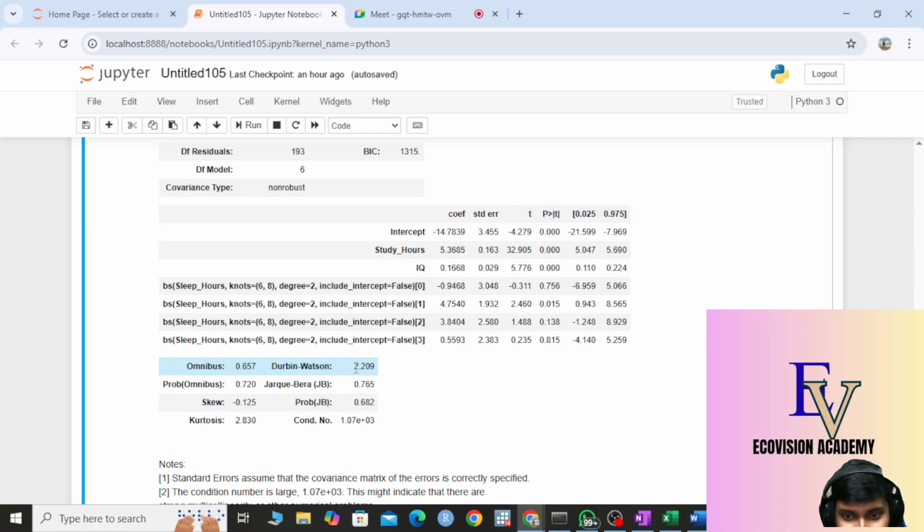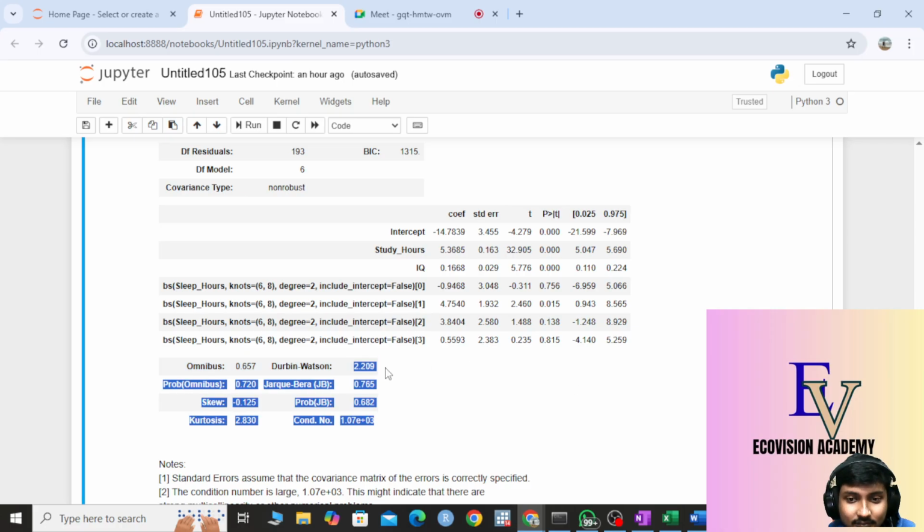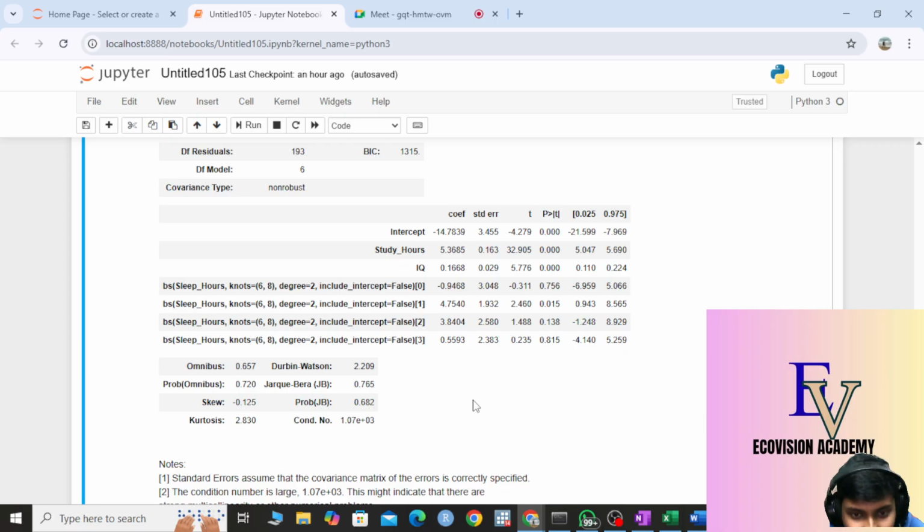Okay, check the Durbin-Watson, guys. With the Durbin-Watson close to 2, no problem. And Jarque-Bera close to 1. Yes.